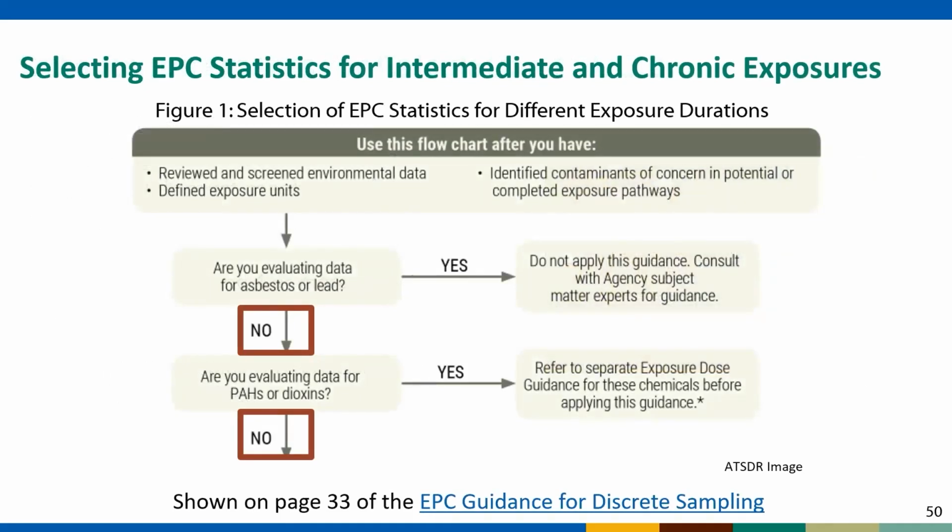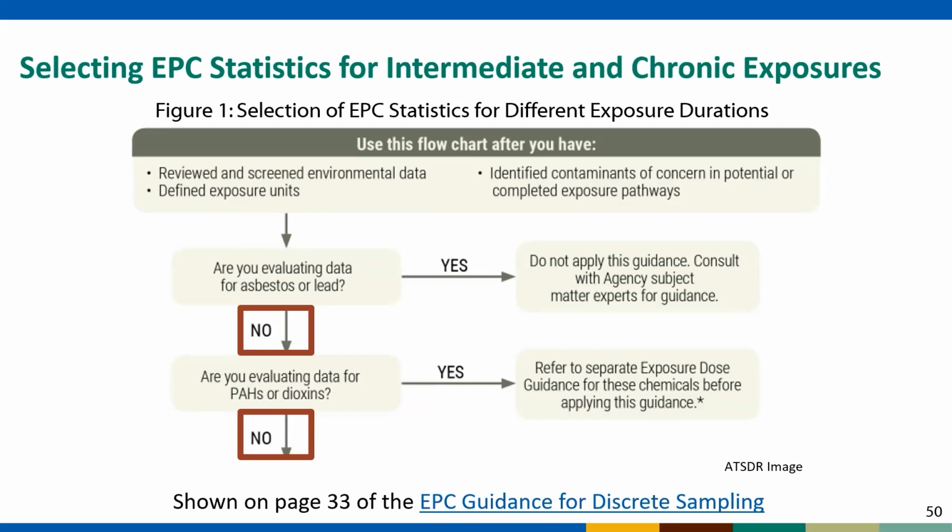This is figure 1 showing how to select EPC statistics for different exposure durations from the EPC guidance. These are flowcharts in the guidance like this that have boxes with decision points to help you walk through the entire process step by step. You can find figure 1 in the EPC guidance for discrete sampling.